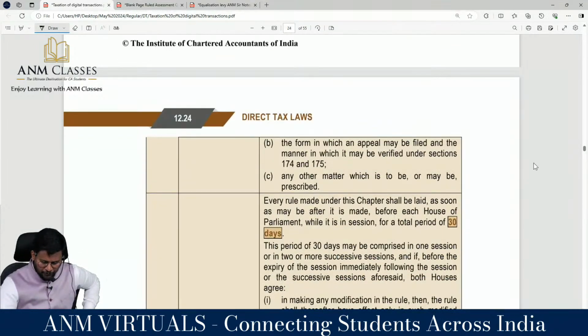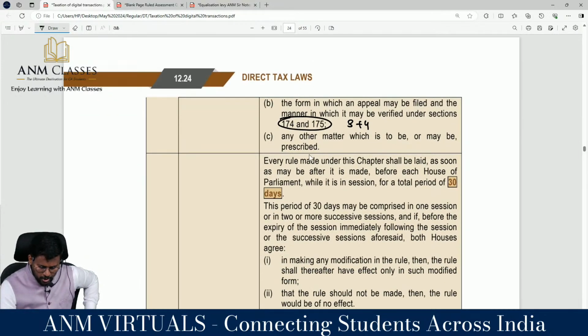Right. The form in which appeal may be filed and the manner in which it may be verified under 174, 175, form 3 and form 4. Yes sir. Any other matter which is to be or as may be prescribed.